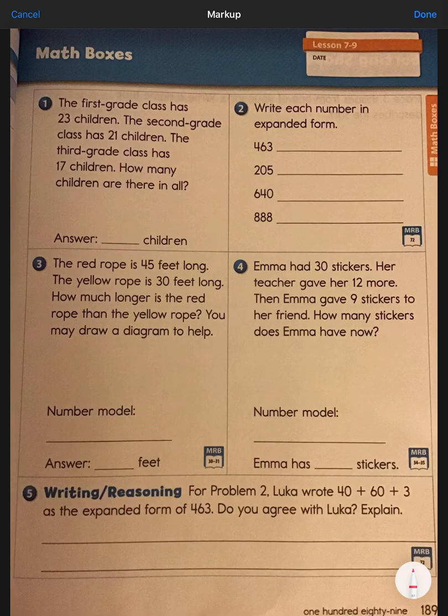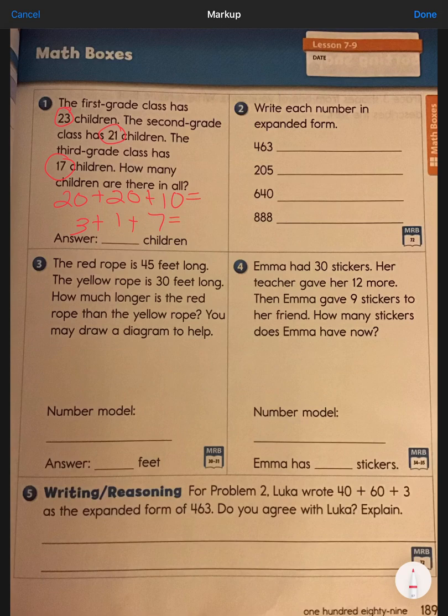So if I look at my number 23, I've got 20 and I've got 3. Now I'm going to look at 21. I'm going to break that into tens and ones. So I'm going to add another 20 up here and just that 1 at the bottom. My last number is 17, so I'm going to add 10 at the top and 7 at the bottom.